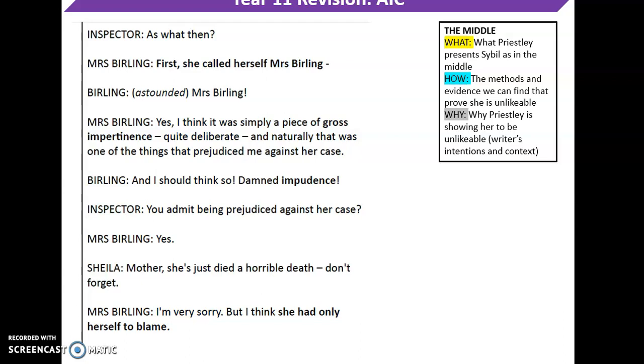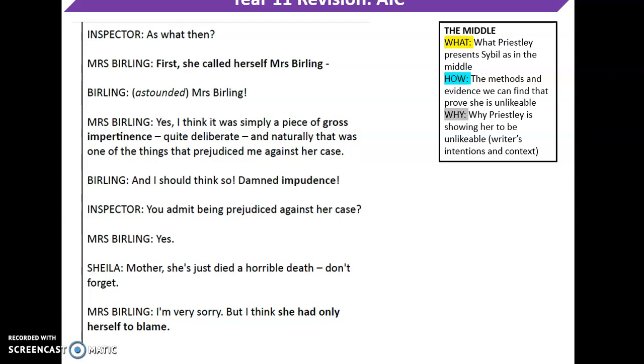Inspector: As what, then? Mrs Birling: First she called herself Mrs Birling. Birling, astounded: Mrs Birling? Sybil: Yes, I think it was simply a piece of gross impertinence, quite deliberate, and naturally that was one of the things that prejudiced me against the case.